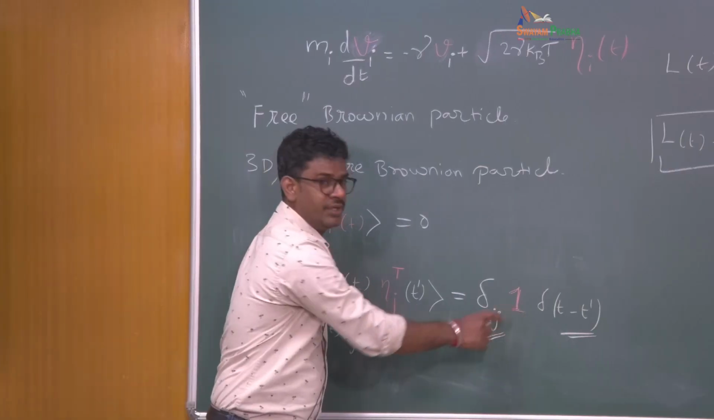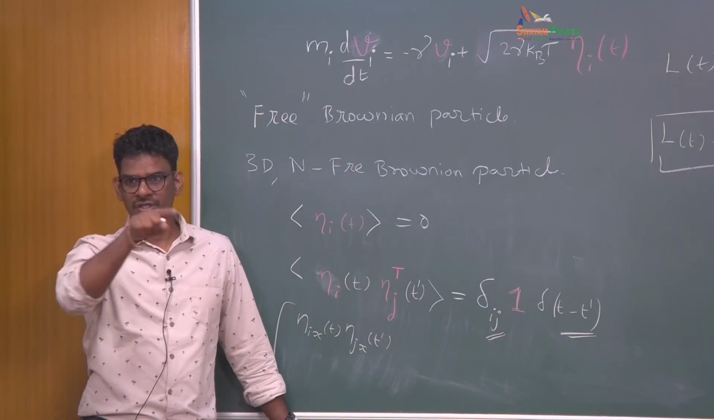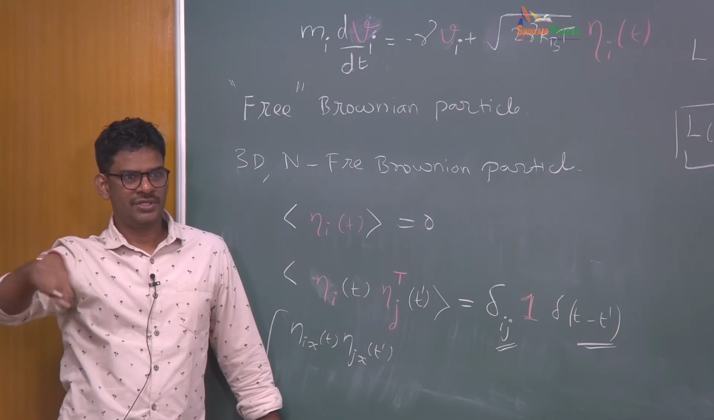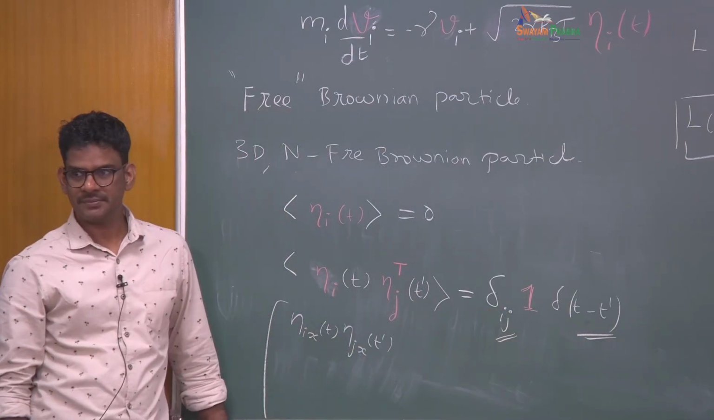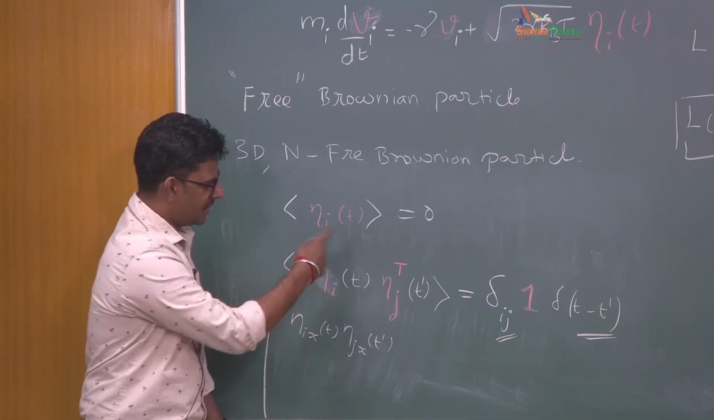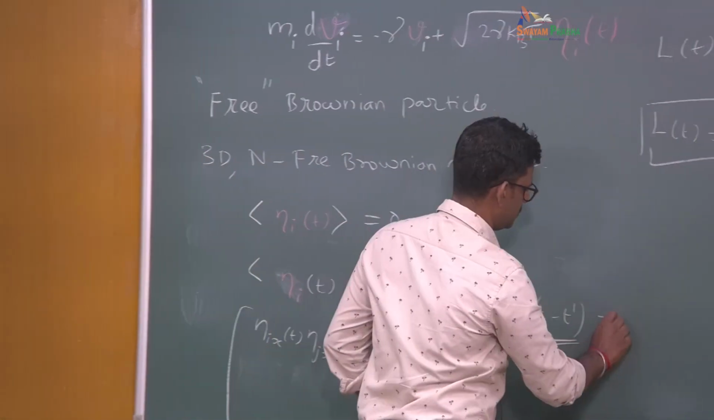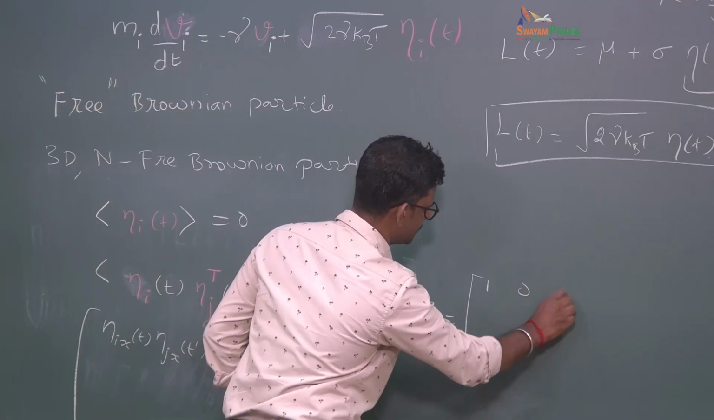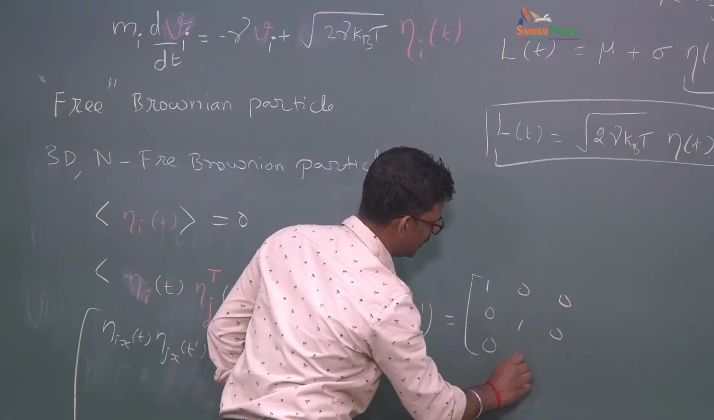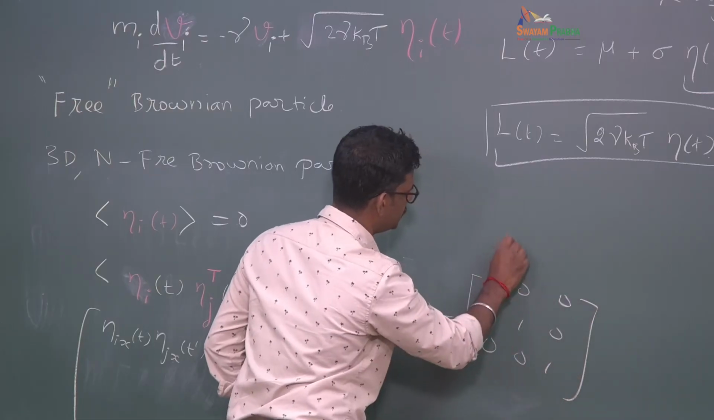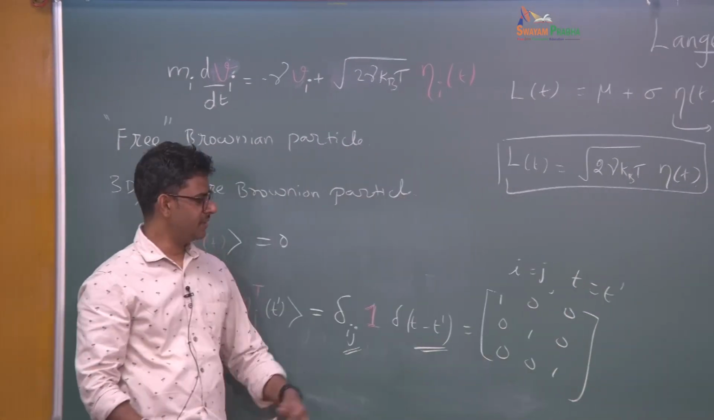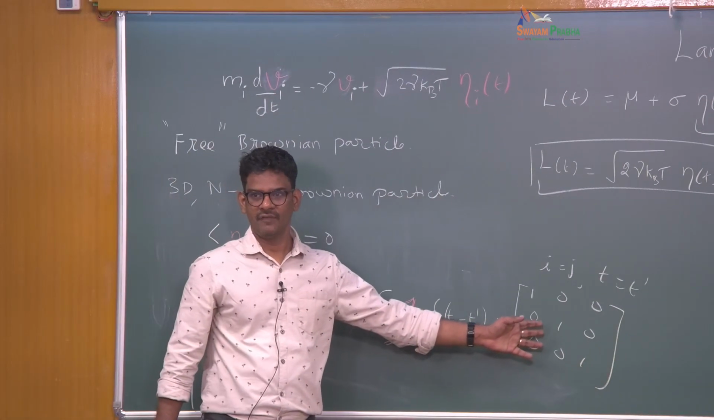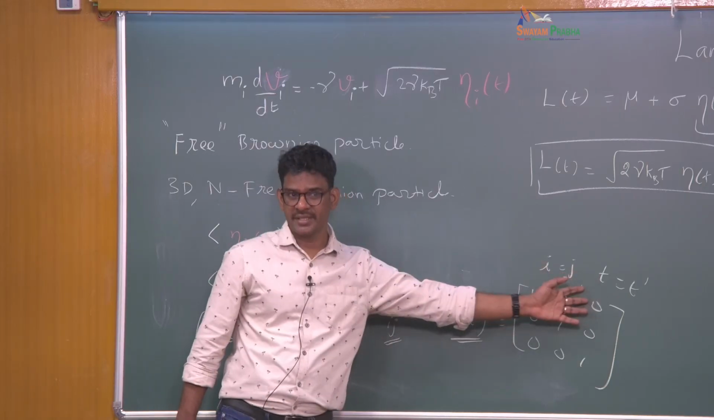And this is a unity matrix, 1 0 0, 0 1 0, 0 0 1, and this one will take care of the instantaneous nature of the collisions. So therefore the outcome of this is you would have a matrix like this only if i and j are equal and t is t prime. Only then these values are taken. When this condition is not met, then they are all 0.